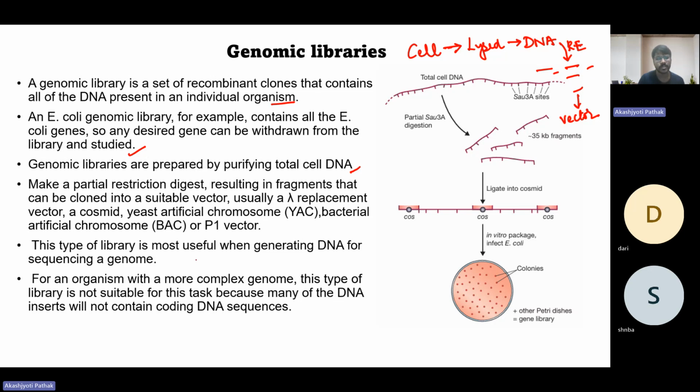So this type of library is most useful when generating DNA for sequencing a genome. For example, when human genome sequencing was done, the genomic library was prepared by cloning these fragments in a yeast artificial chromosome vector. These types of vectors can carry large inserts, which have more DNA base pairs. For an organism with a more complex genome, this type of library is not suitable for this task, because many of the DNA inserts will not contain coding DNA sequences.